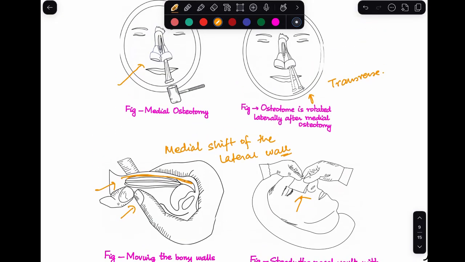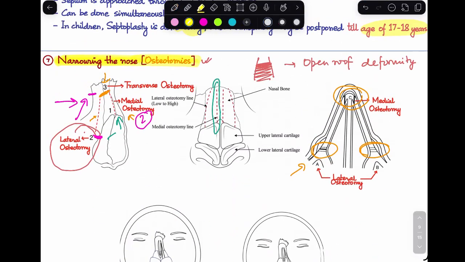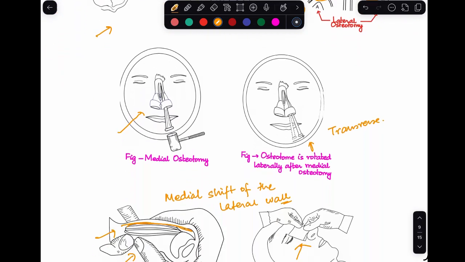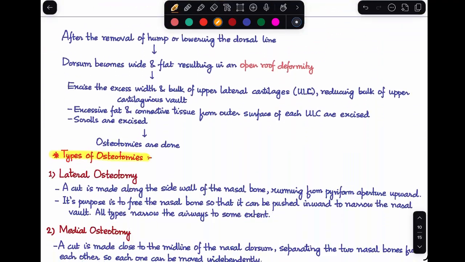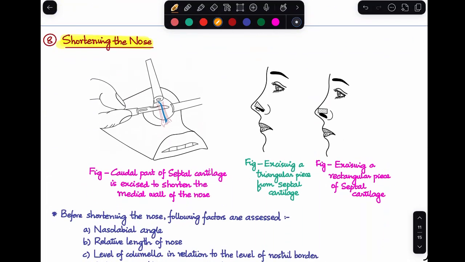So this is about our next step, which was narrowing the nose with the help of osteotomies, where we gave 3 different types of cuts. We gave a lateral osteotomy cut, a medial osteotomy cut and a transverse osteotomy cut, and basically mobilized this whole nasal bone region, and then we medialized the lateral wall of the nose. So this is our step of narrowing the nose. After we have done that, our next step would be to shorten the nose. What do we do here?